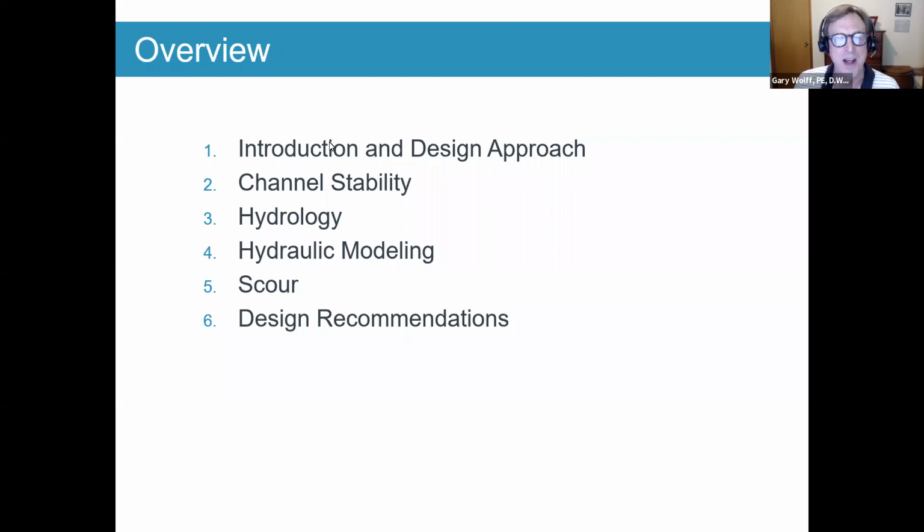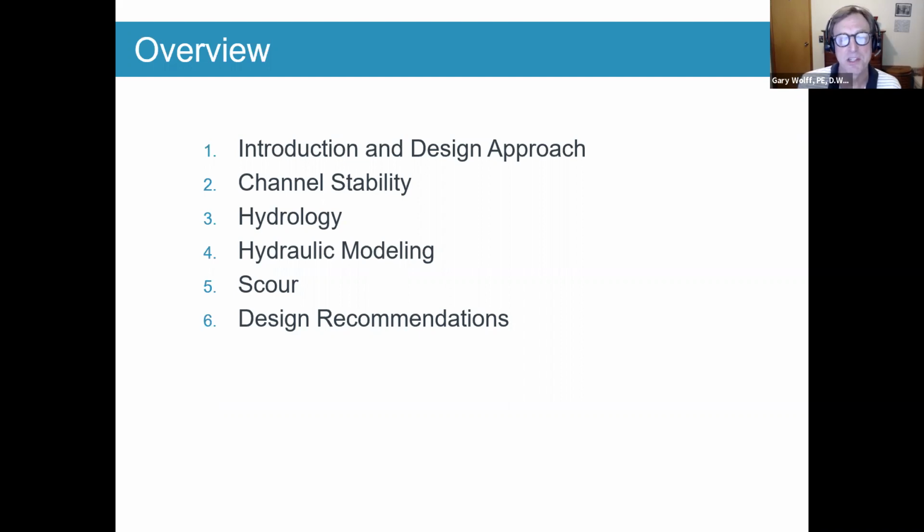I'm going to start out giving you a little introduction to the project and give an overview of the hydraulic design approach for projects like this. And then we'll basically just step through that process, talking about channel stability and our site investigations, doing the hydrology. And then really a lot of the talk will be about hydraulic modeling.